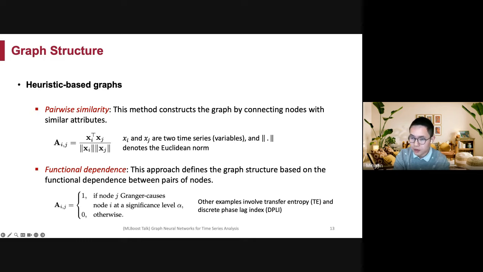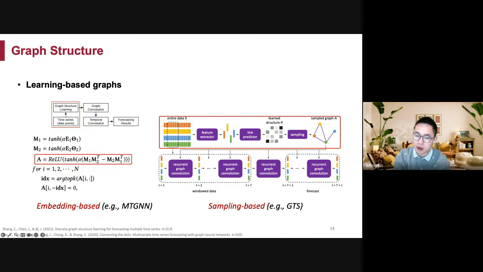And the last one is functional dependencies. This defines the graph structure based on certain functional dependencies, such as direct causal relationships or dependencies from common hidden factors. There are typical ways to do that, like we can use Granger causality, or other techniques such as transfer entropy or the DPLI. Both are a kind of functional dependency that we can use to build the unknown adjacency matrix given, for example, a multivariate time series. So that's about the heuristic-based approaches.